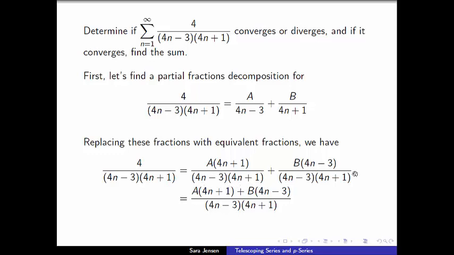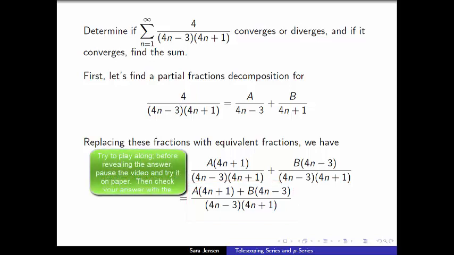And I've done something similar with b. We now have this common denominator and add across the numerators to get this expression right here, and all of that is equal to our original rational function.